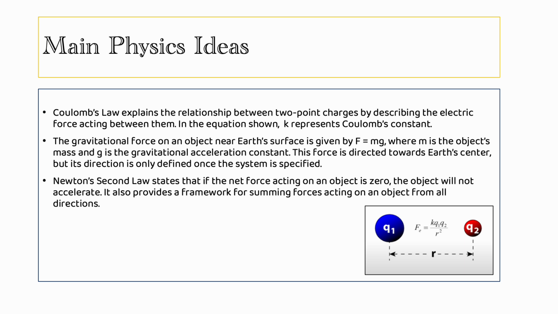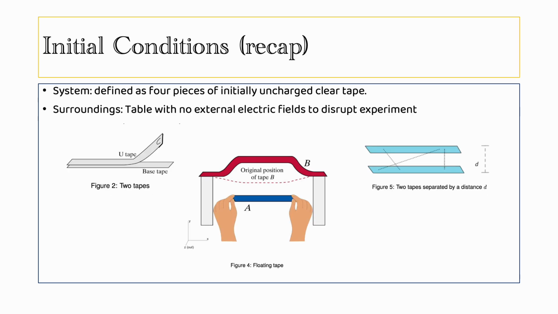The main physics ideas in this lab are Coulomb's law, which explains the relationship between two point charges by describing the electric force acting between them, and the gravitational force on an object near Earth's surface, which is F equal to mg. And then Newton's third law also, which states that when the net force acting on an object is zero, the object will not accelerate.